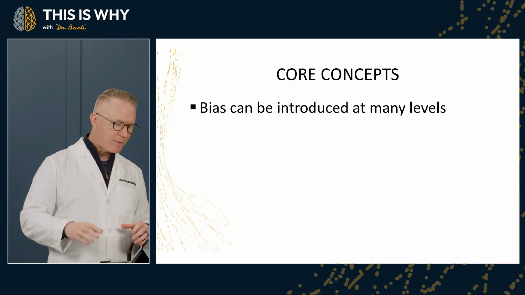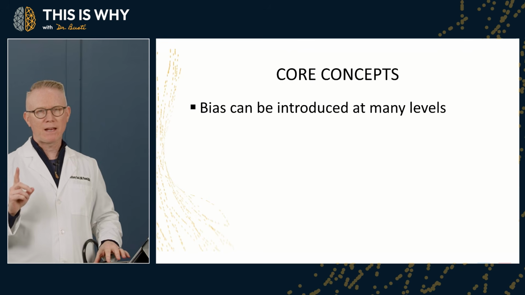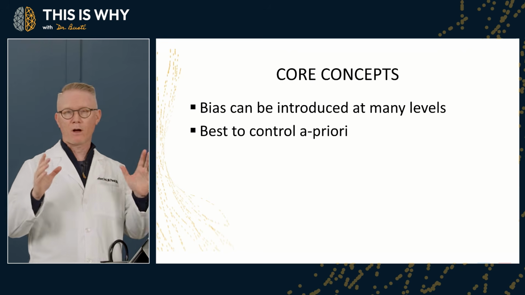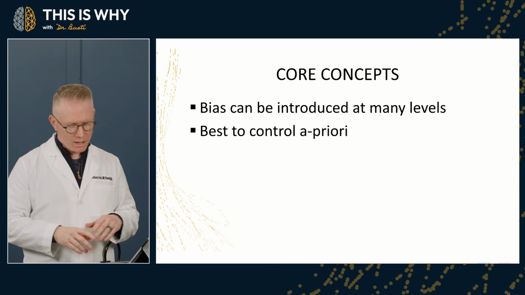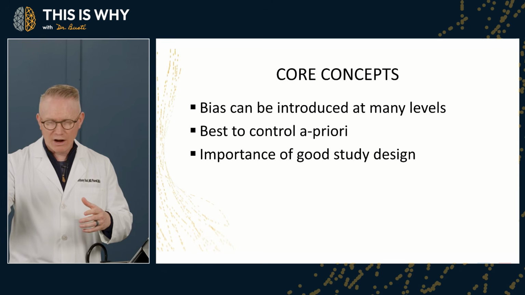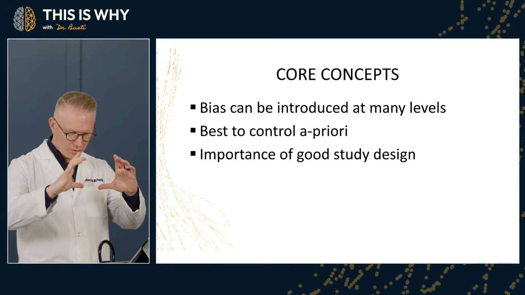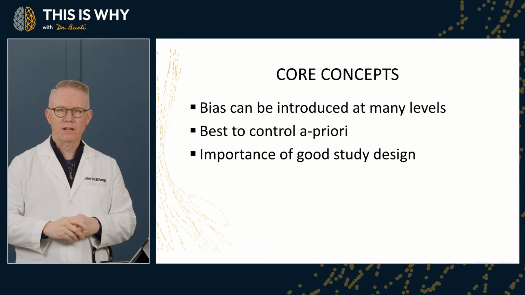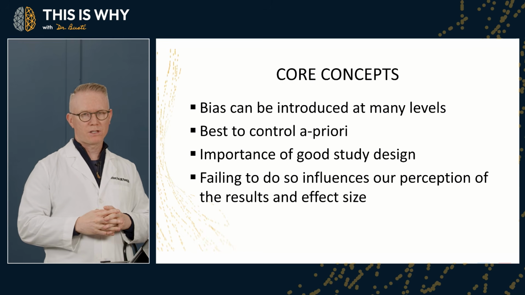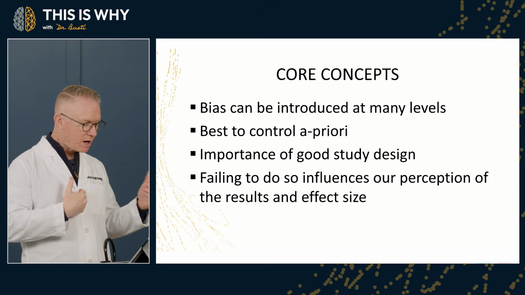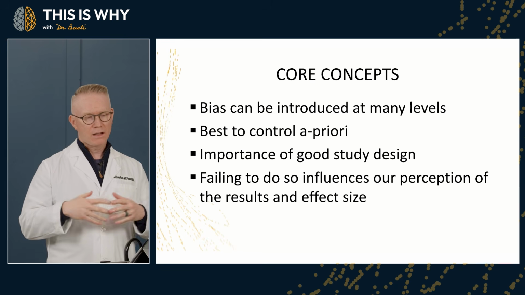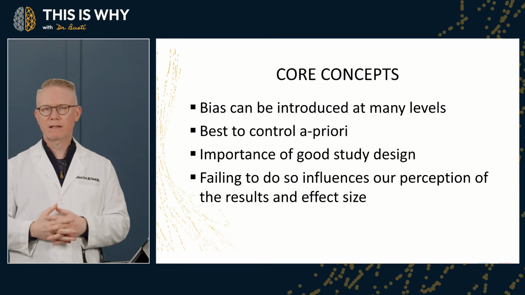All right, wrapping things up, bias can be introduced at many, many levels, okay? It's best to control it prospectively, or what people call a priori, okay? This leads us to the involvement of good study design. If you remember the equation for error, that truth, and one of the biggest things is study design in doing that, right? Failing to control for these influences, okay, can also influence our perception and the results of the overall effect size, and that can jade us, right? Jade the perspective on the information.